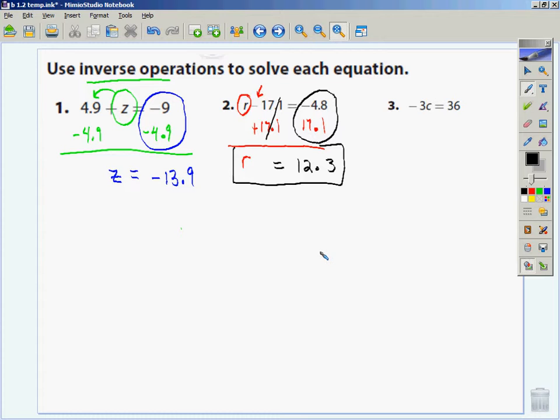Everybody with me on example 2? When you go to do example 3, you're really trying to get this variable by itself. How is this negative 3 attached to the C? It was attached by being what? Multiplied. What's the inverse of multiplication? Division. And you know the answer.